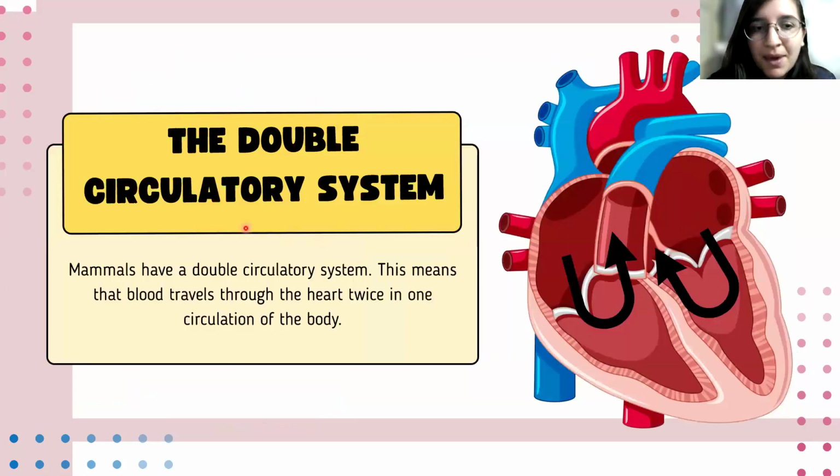Okay. Mammals have a double circulatory system. What does this mean? So humans, you and I, we all have a double circulatory system. It means that the blood goes through the heart twice. One is when the deoxygenated blood goes to the lungs. And then the other one is when the oxygenated blood comes from the lungs and goes back through the heart to be pumped throughout the body. So because the blood is traveling through the heart twice, it's called a double circulatory system.